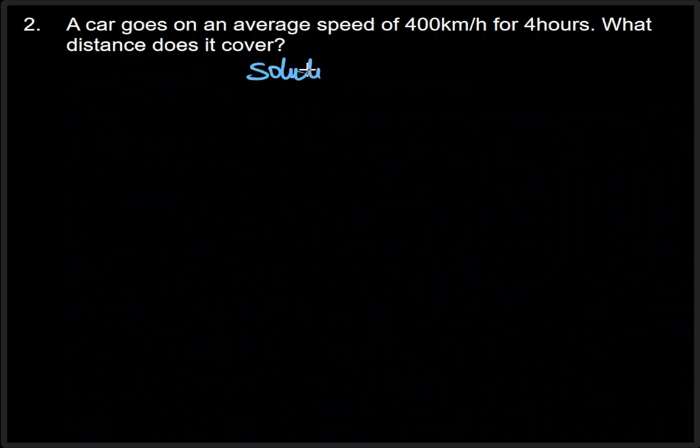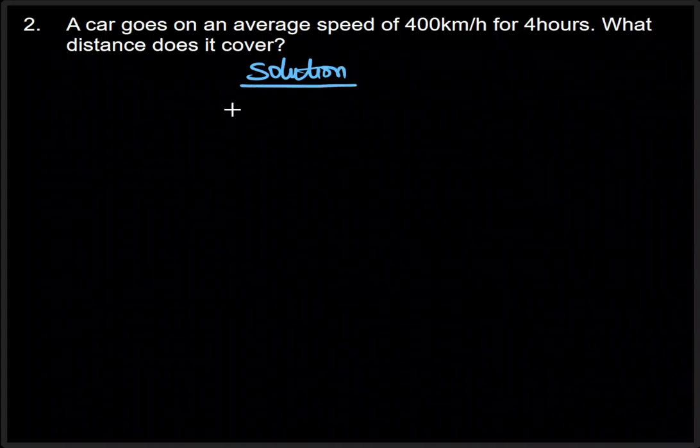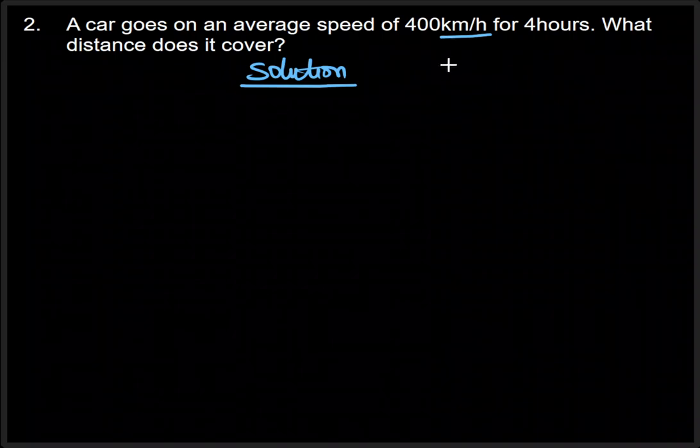Okay, so we move to example 2. A car goes on an average speed of 400 kilometers per hour for 4 hours. You can see the unit here, 400 kilometers per hour. This should tell you that you are dealing with speed. What distance does it cover?